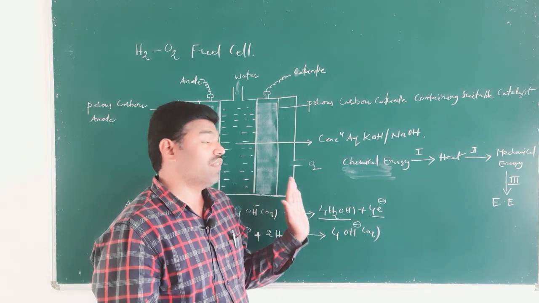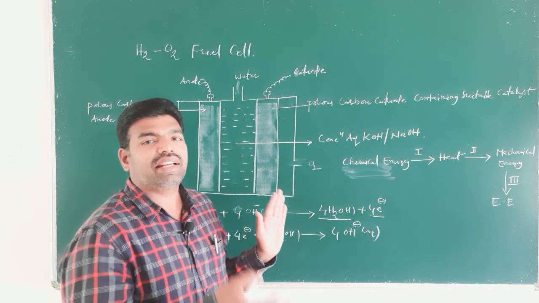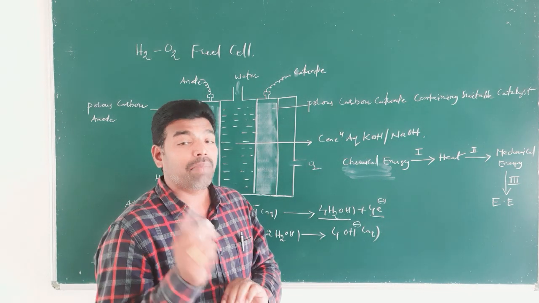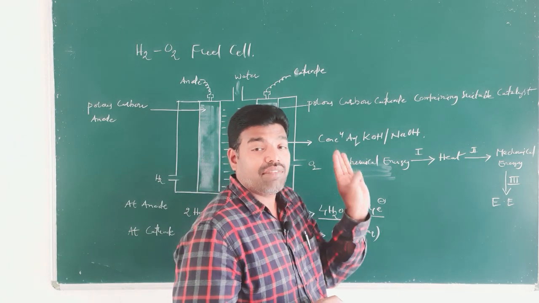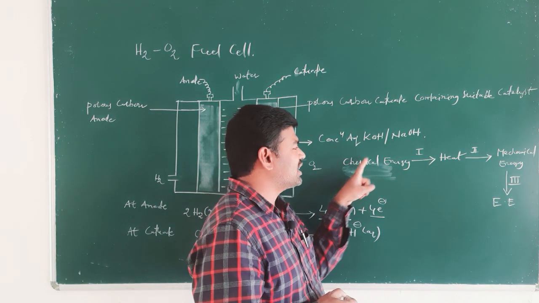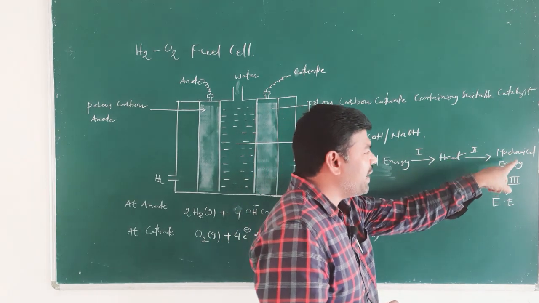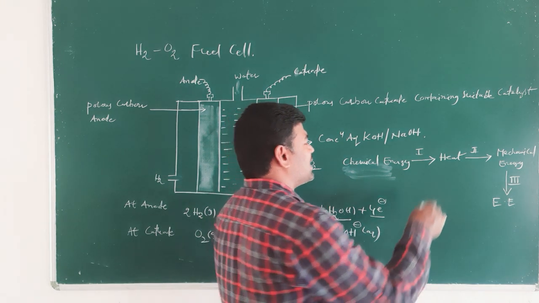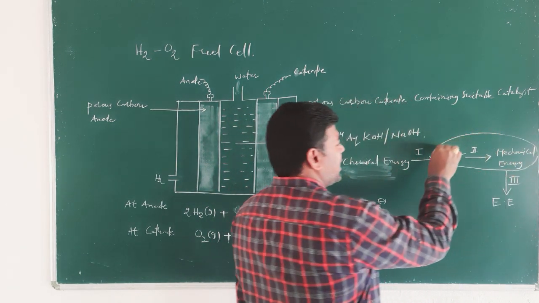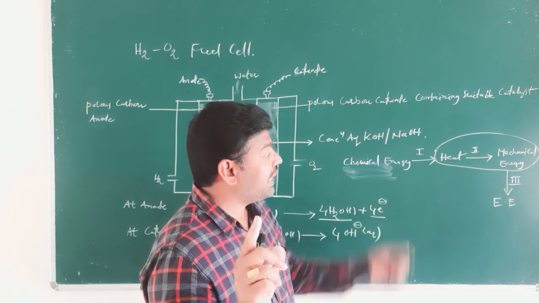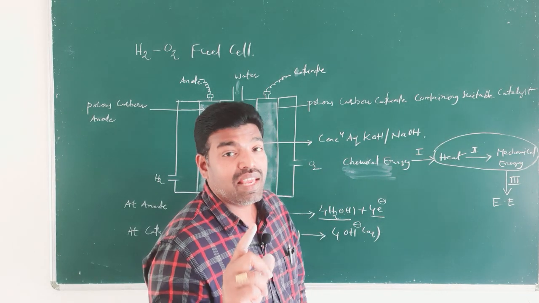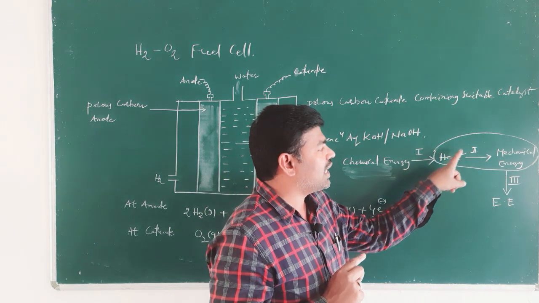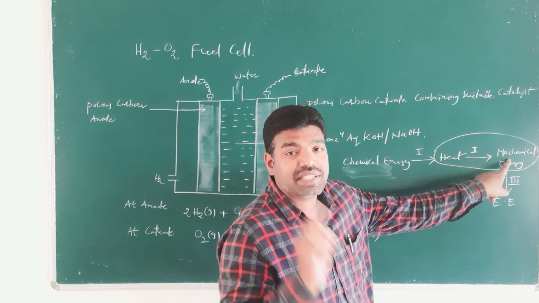Usually in the conventional conversion of chemical energy, the galvanic cell converts chemical energy into electrical energy, but that conversion involves three steps. That is, first chemical energy is converted into heat, and then heat is converted into mechanical energy, and then mechanical energy is converted into electrical energy, right? But the extent of heat converted into mechanical energy is limited by the second law of thermodynamics.